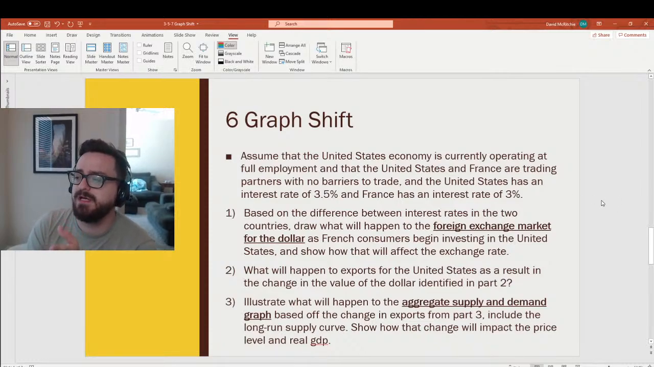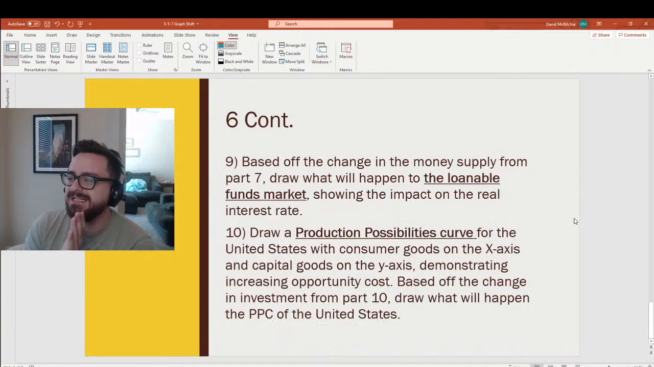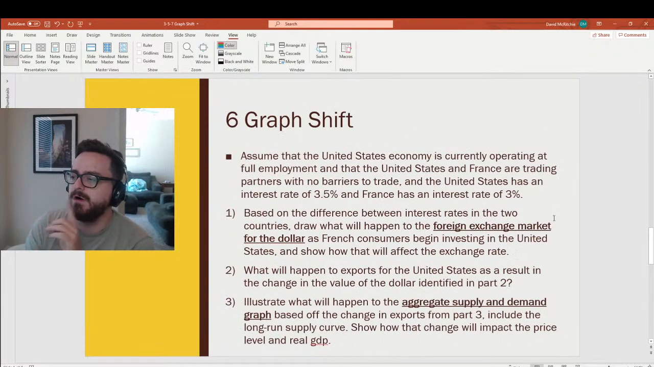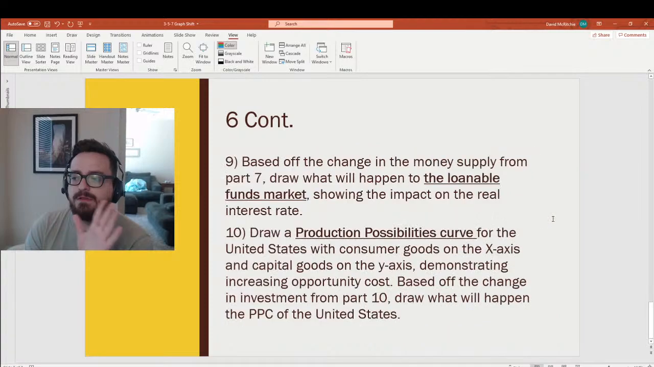So here's our first page. It has the Forex market and the aggregate supply and demand graph. The next page has the Phillips curve, which includes the long-run Phillips curve, and the money market. So again, if you want to go question by question, pause on these different parts. And the last one is the loanable funds market, and then finally the production possibilities curve. So the 6 graphs we're doing in order are foreign exchange market, aggregate demand, aggregate supply, Phillips curve, money market, loanable funds market, production possibilities curve.